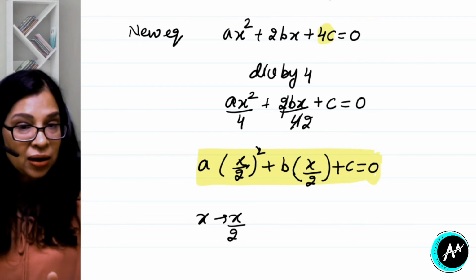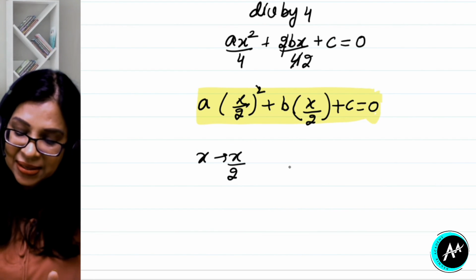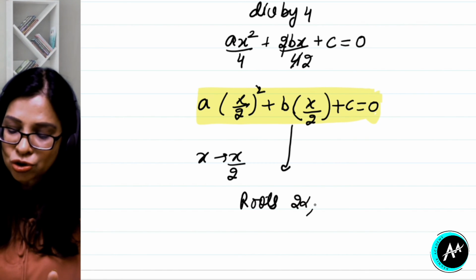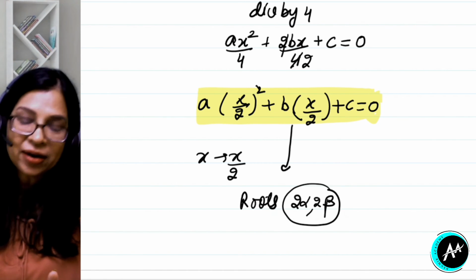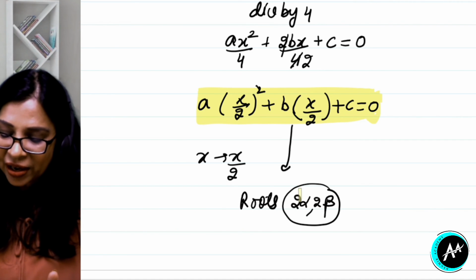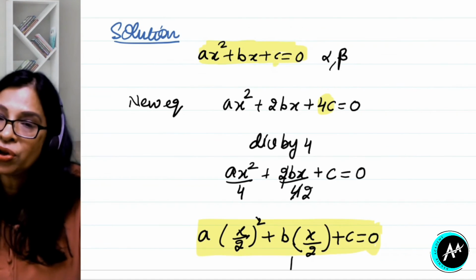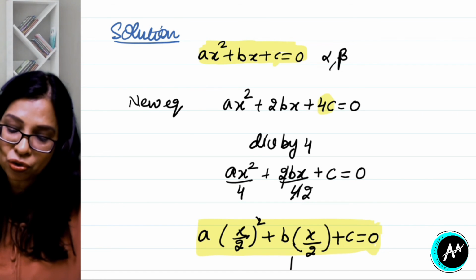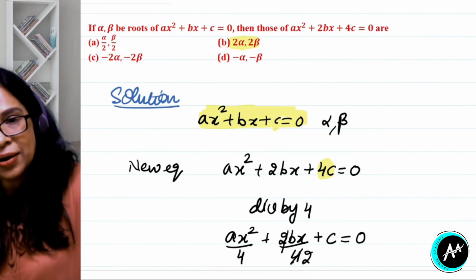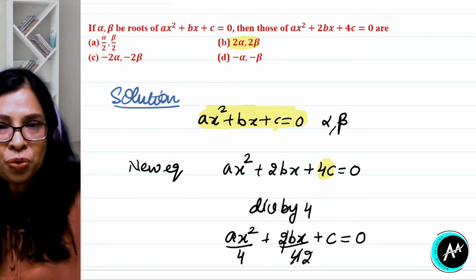So the same thing will happen if x is getting divided by 2. That means this equation will have roots 2 alpha and 2 beta. The roots get multiplied by 2. So this would be the answer. It's a very shortcut method to obtain the roots without using the concept of sum and product of roots. Let's check the answer. You can see that option B will be correct. So the new equation will have roots 2 alpha and 2 beta.